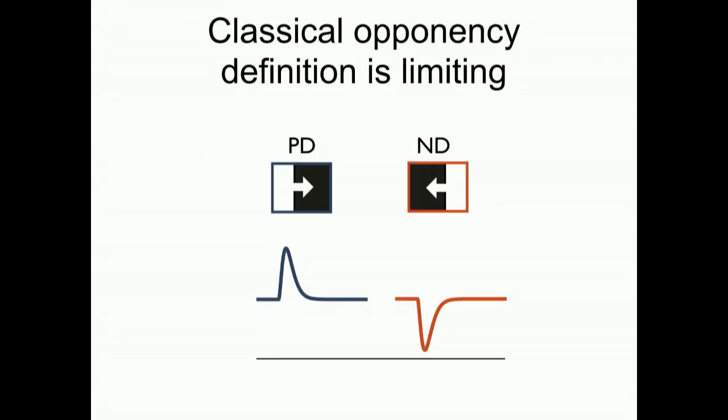Okay, so the first thing I want to do is dispense with the classical definition of opponency, because I think it can be misleading, and it can be misleading for the following reasons. In order to detect opponency, you need to be able to detect upward deviations in activity and downward deviations in activity, which means that you can miss inhibition if the basal rate of activity for that neuron is low.